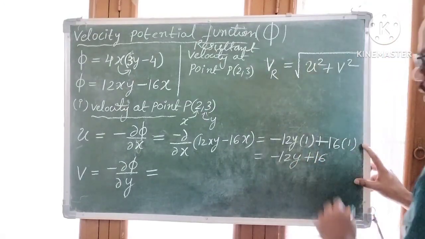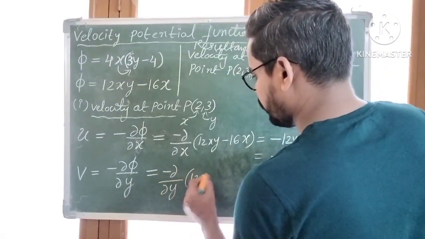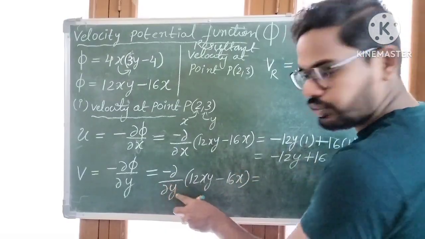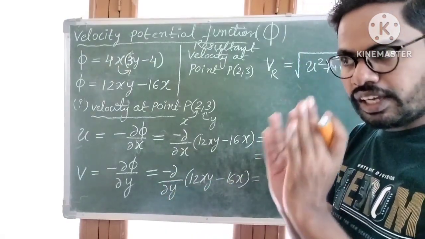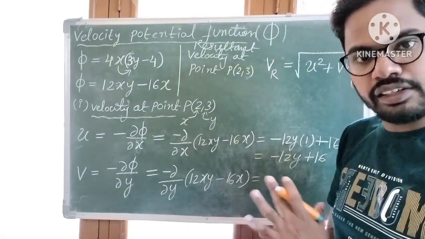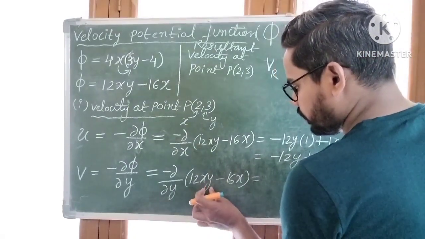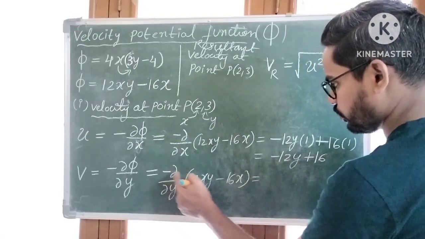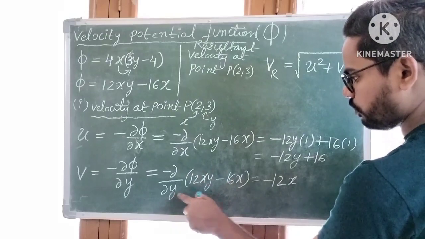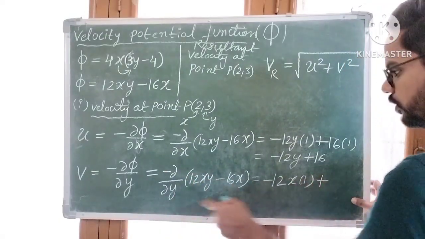Next, minus dou by dou y of again 12xy minus 16x. Now we are doing partial differentiation with respect to y. So wherever y is there, that is the variable, and the remaining terms are constant. So here we have y, which is the variable, and 12x is constant, so minus 12x. Derivative of y with respect to y is 1.